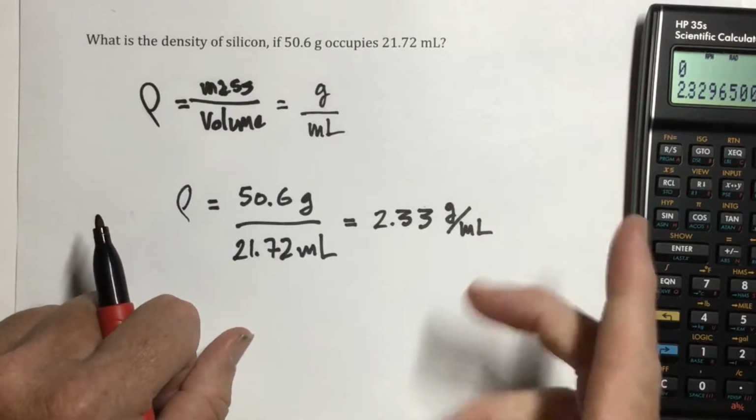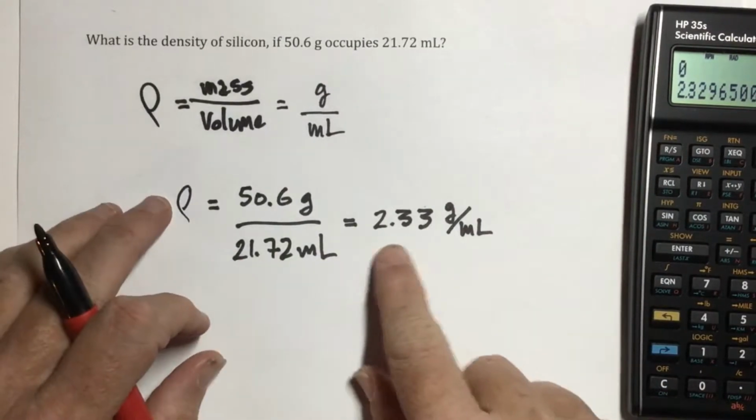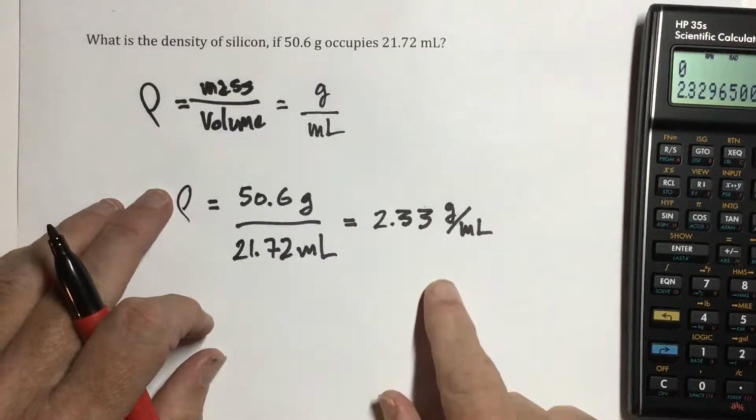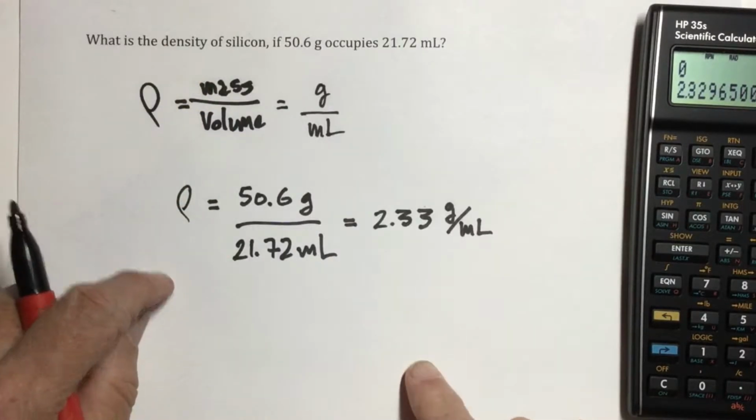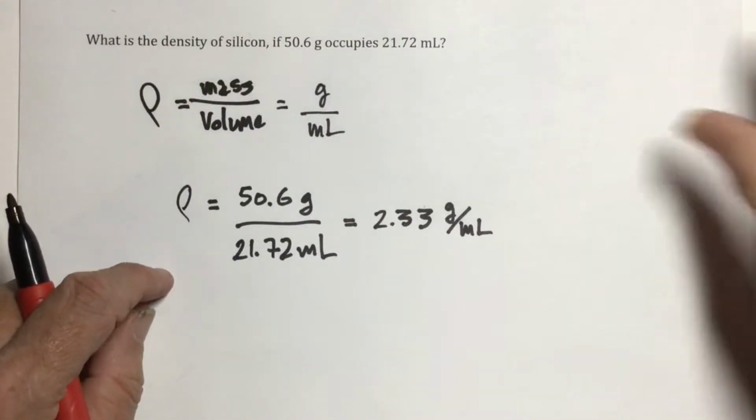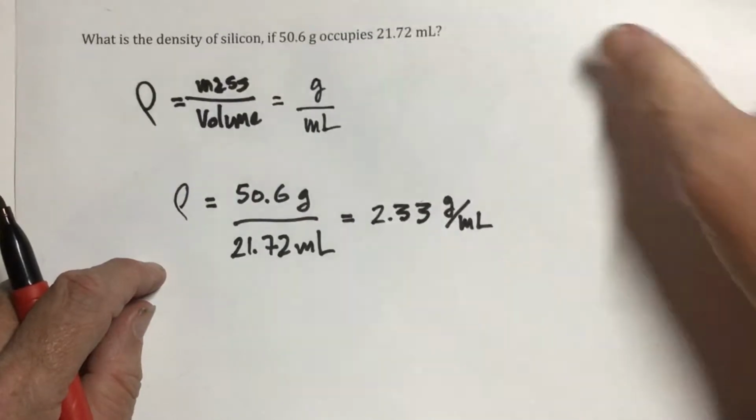Which means if I had a sample of something and I found it to be 2.33 grams per milliliter, it's a pretty fair bet that it's silicon. All right, very good. That wasn't too difficult. Let's try another one.